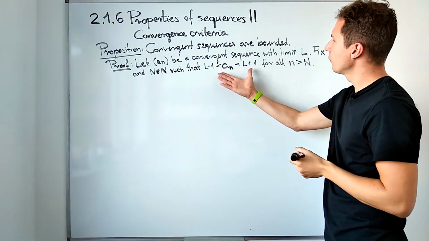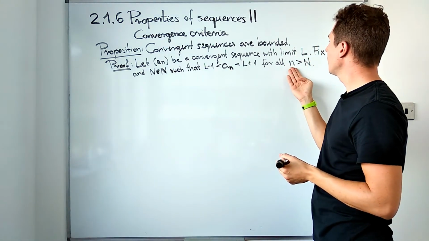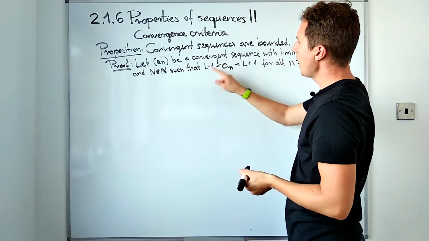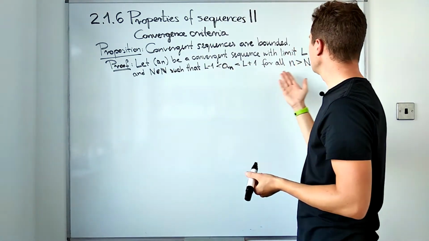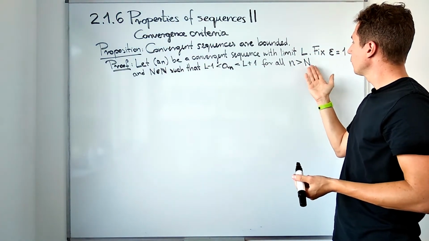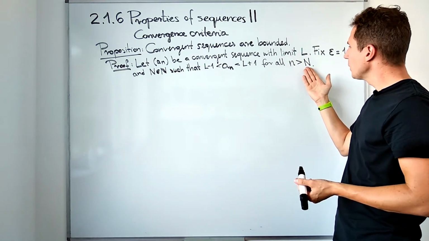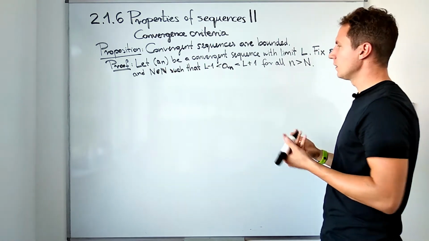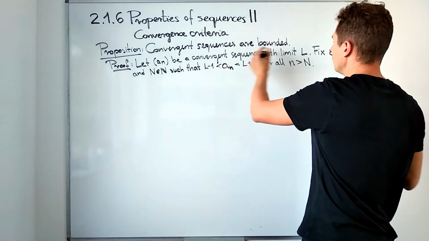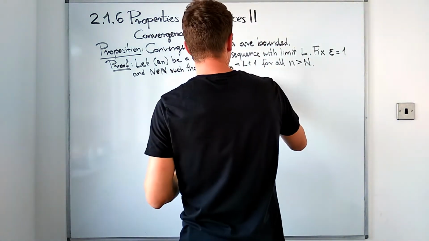Okay, so what do we have here? Well, we already can see now that all terms in the sequence that come after the capital Nth term are bounded. They are contained in the strip from L-1 to L+1, and there are only finitely many terms before this inequality holds. So we only have the first, the second, all the way to the capital Nth term before this inequality takes place, before this inequality becomes important.